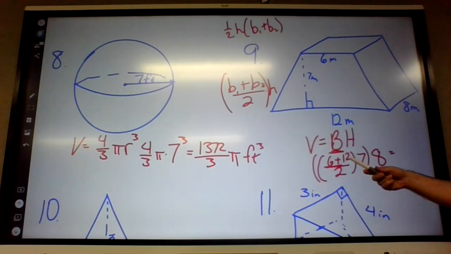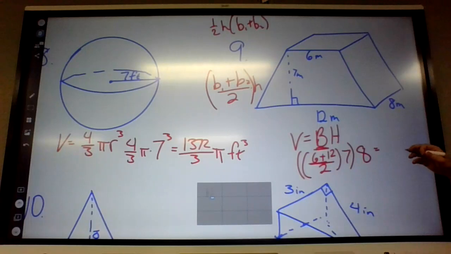Let's see, that would be 9 times 56, 450 plus 54. 604? 504. Oh, forgot what it says.